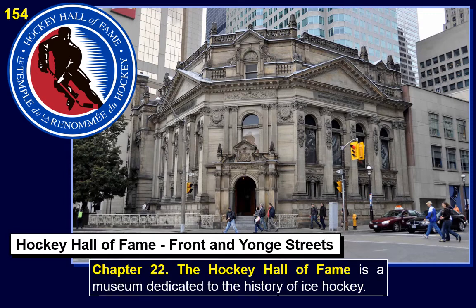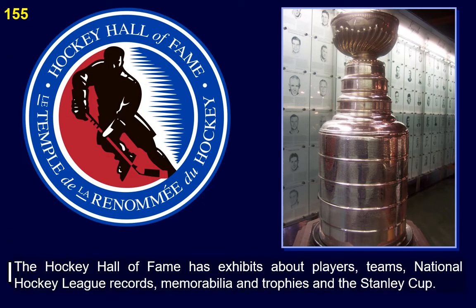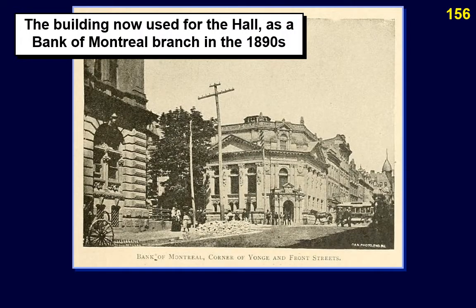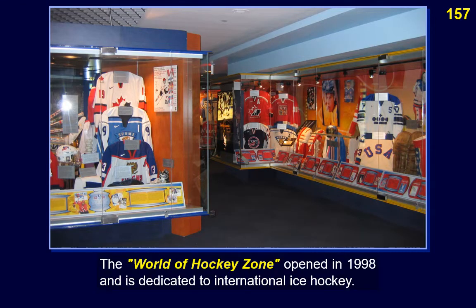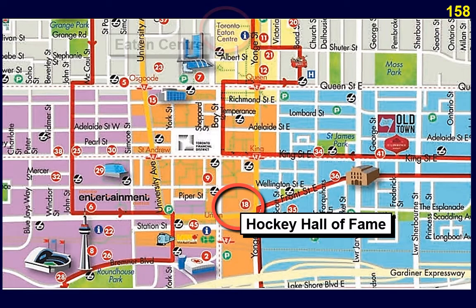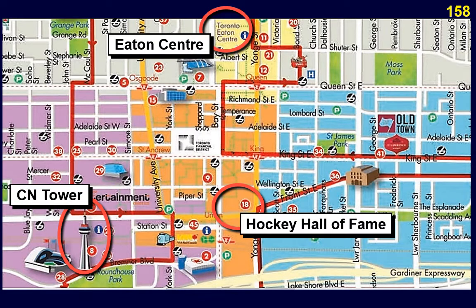Chapter 22. The Hockey Hall of Fame is a museum dedicated to the history of ice hockey. The Hockey Hall of Fame has exhibits about players, teams, National Hockey League records, memorabilia and trophies, including the Stanley Cup. The Hockey Hall of Fame was relocated to downtown Toronto in 1993 and is now housed in a historic Bank of Montreal building. The World of Hockey Zone opened in 1998 and is dedicated to international ice hockey. This shows the location of the Hockey Hall of Fame at number 18.